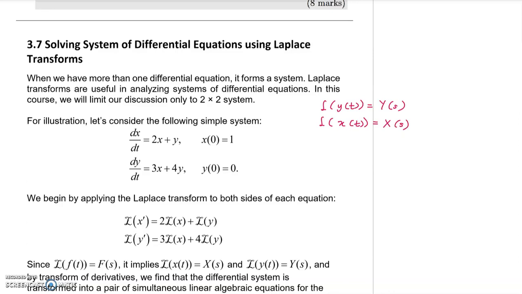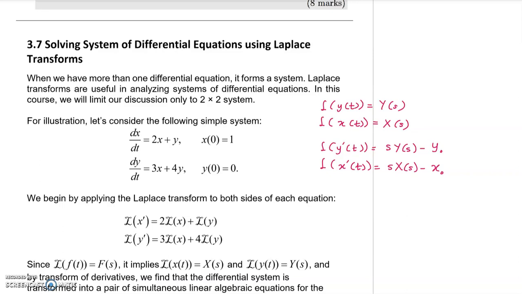Also, before this, the Laplace of y prime is given by sY(s) minus y naught. So now if you have x prime (t), then it's going to be sX(s) minus x naught, where x naught and y naught are your initial conditions, supposed to be given in the problem.